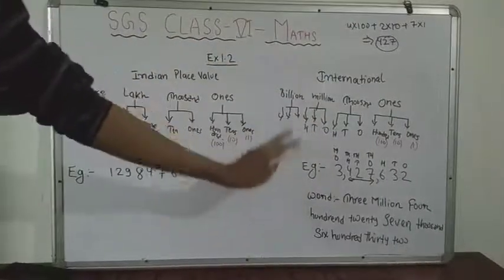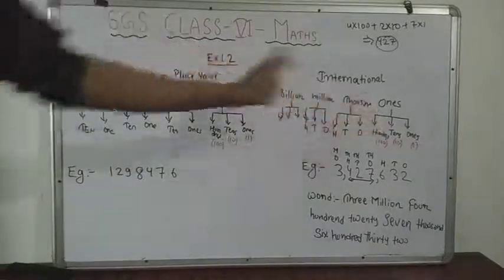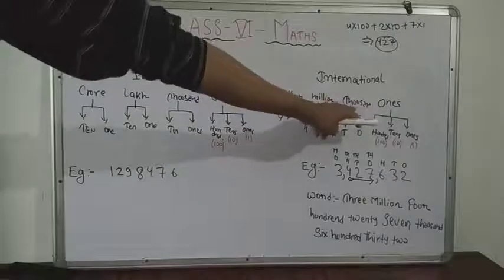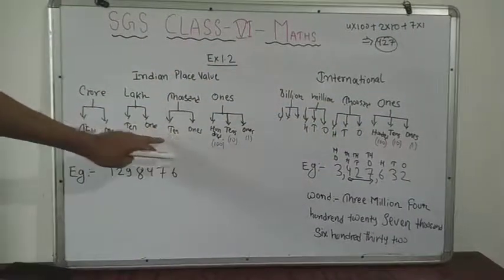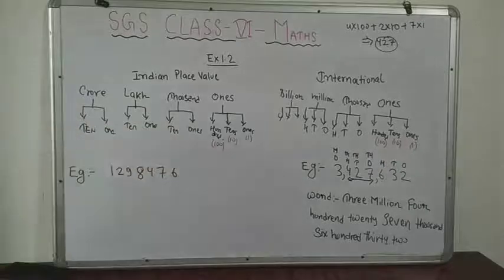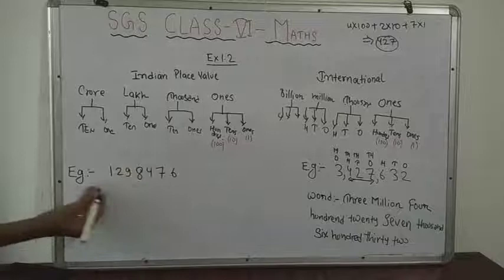Never compare this value with this. Okay, why? Because in the international form, the number is divided into 3 parts after the 1000, but in Indian form it divides into only 2 parts. So let's come to the Indian place value chart. First we have to arrange the digits in proper format.